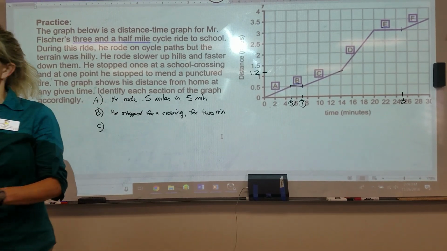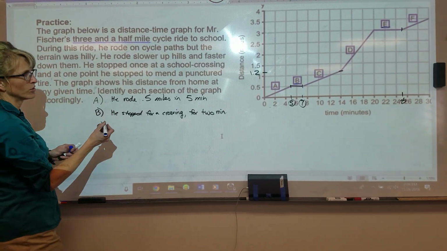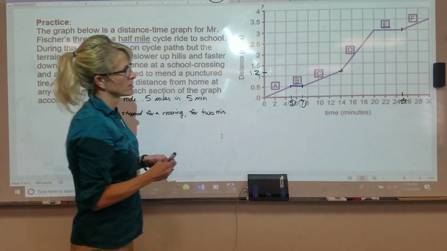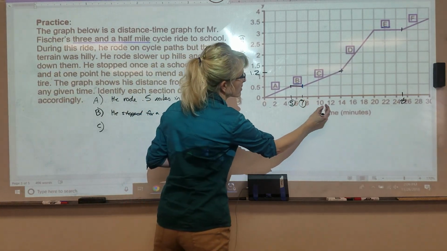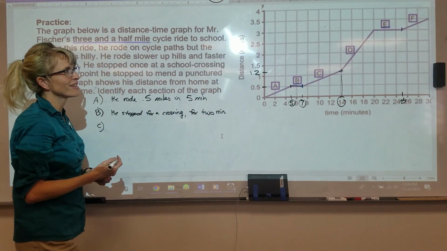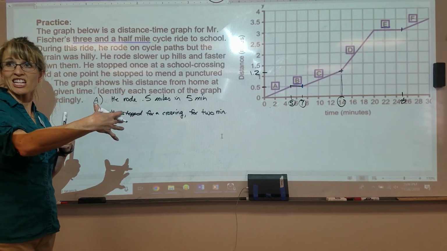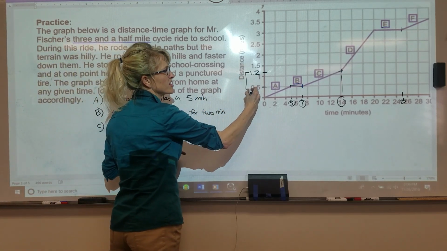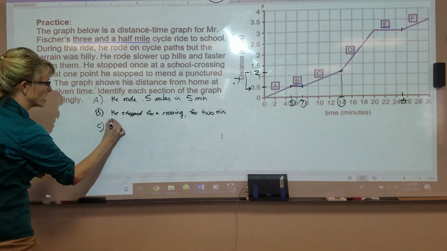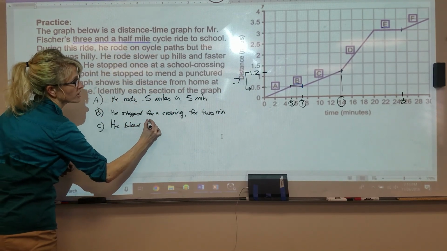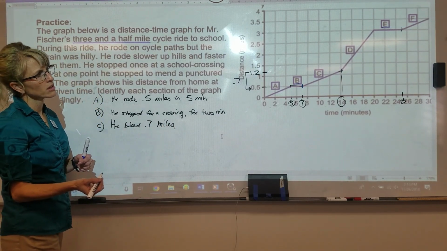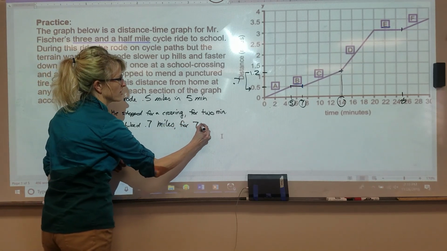Okay, let's ask, how about Holden? Holden, what happened in segment C? He started riding down until he got to 1.2 miles. Oh, okay. So he was biking until he got to 1.2 miles. What would you say the distance is that he traveled if he went from 0.5 to 1.2? Very good, 0.7. Okay, so he biked 0.7 miles. How long did he bike for? 7 minutes. 7 minutes. Very good.